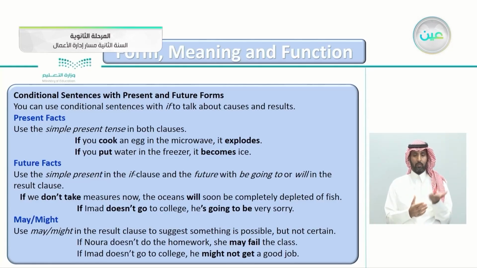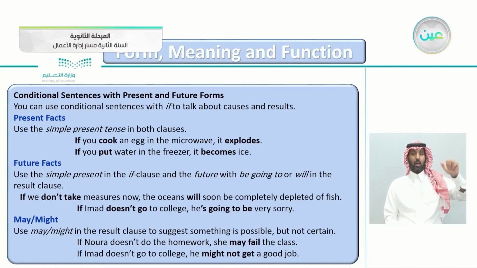Another example here, if Imad doesn't go to college. Again, if Imad doesn't go, using the simple present in the if clause, he's going to be very sorry. He's going to be, the result clause, very sorry. So we use going to for the future. Also here we have may and might.